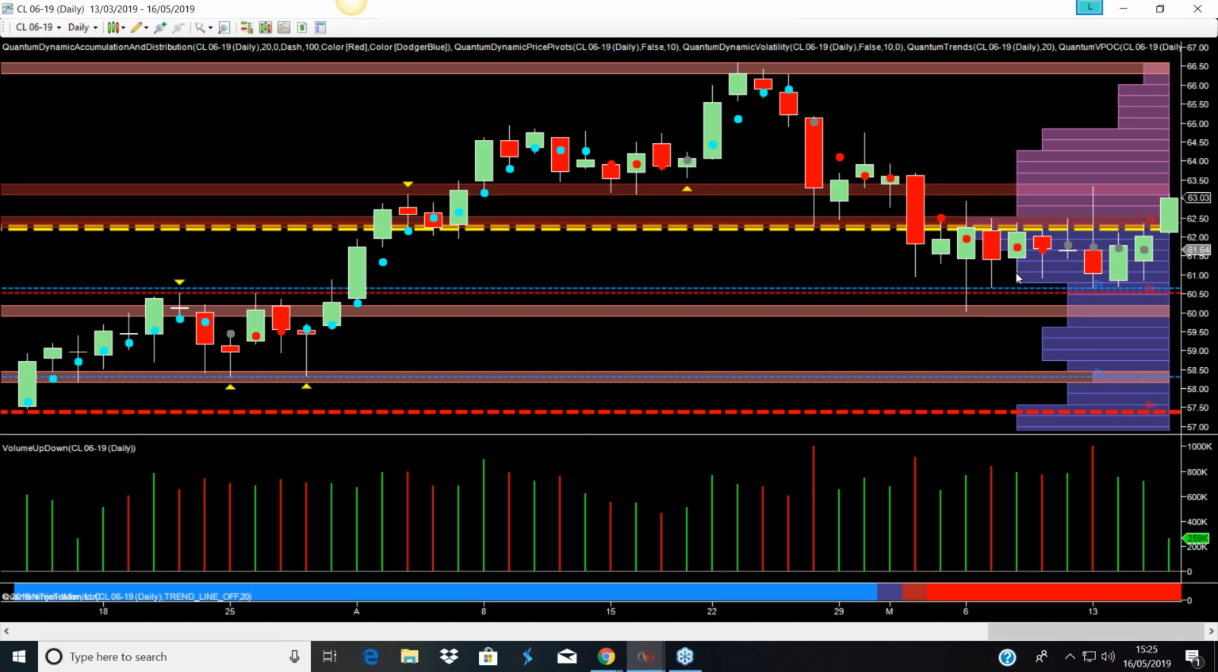We also know it's in congestion because the VPOC is now here. This is the volume point of control. Now that's really important because what it tells us is when a market is in congestion, in a range, if you're trying to take trades on an intraday basis, it is perfectly feasible to do so. But because it doesn't have a firm direction in one way or another, it can be a little bit more tricky, and also you're not going to be in those trades very long.